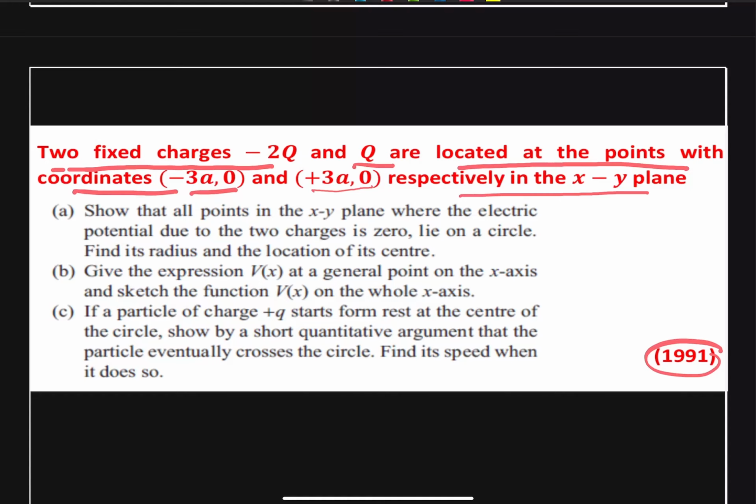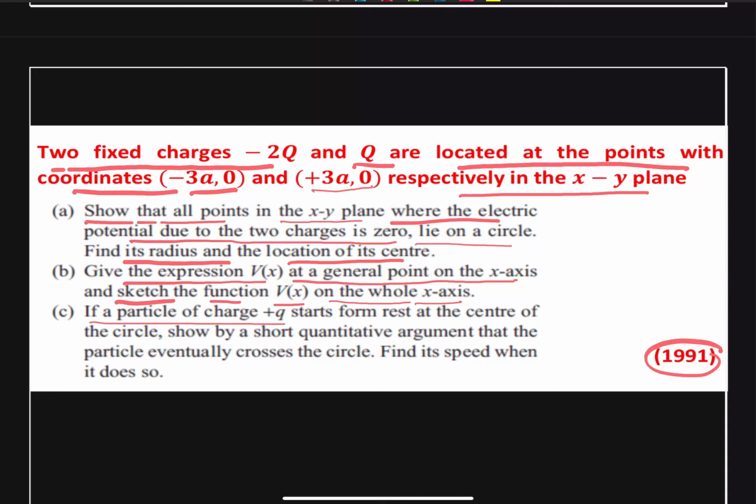Sorry, three questions are there. First states that show that all the points in the xy plane where the electric potential due to the two charges is 0 lie on a circle. Find the radius and the location of its center. Give the expression for V of x at a general point on the x-axis and sketch the function V of x on the whole x-axis. And the third is, if a particle of charge plus q starts from rest at the center of the circle, show by a short quantitative argument that the particle eventually crosses the circle. Find its speed when it does so.